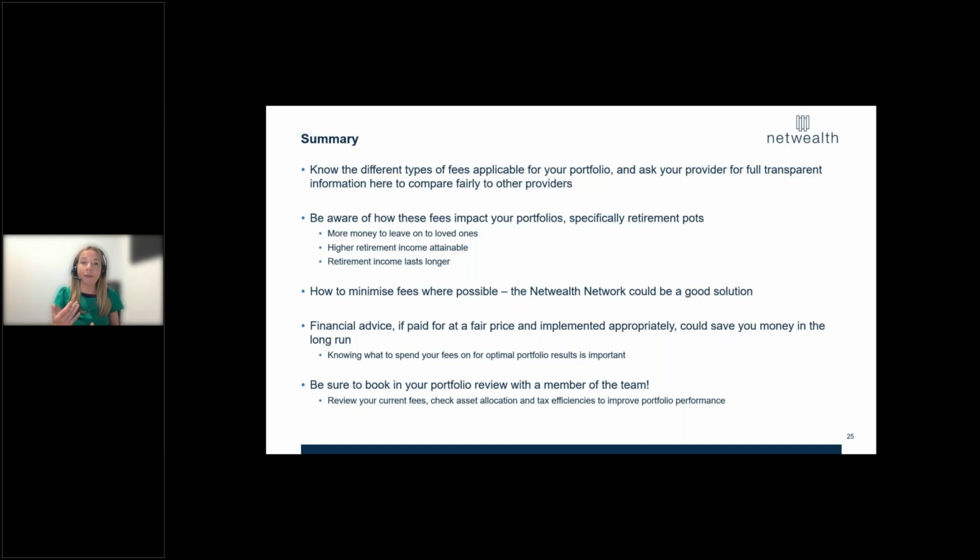And we've talked about the importance of being aware of the effect that fees can have on your overall plans, particularly in the decumulation stage of your life when you're starting to make withdrawals from your investment pots. And we've also spoken about how to minimize fees where possible by reviewing what you're currently paying, whether you're getting value from that service with the advisory part of the offering, and using things like the Netwealth network to drive down your overall costs of investing.